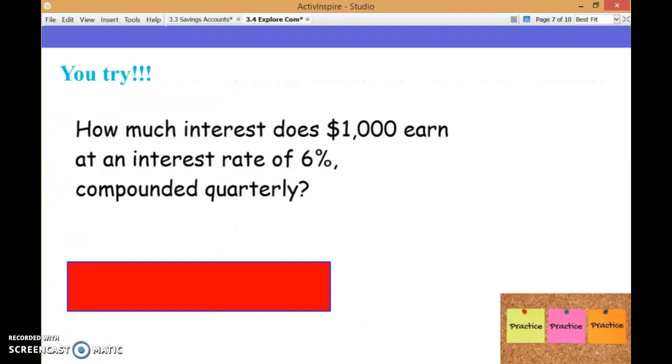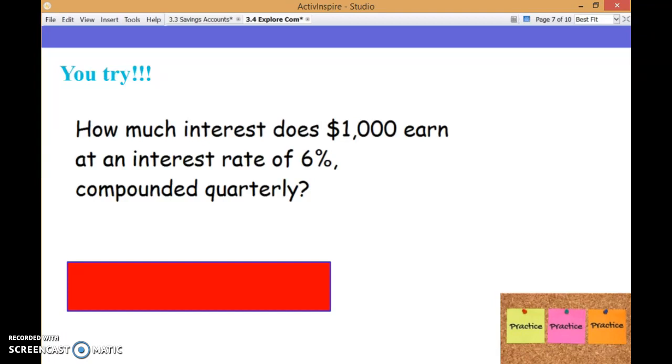So the question says, hopefully you had a chance to try this one. It says, how much interest does $1,000 earn at an interest rate of 6% compounded quarterly? So if it's compounded quarterly, that means 4 times a year. So every 3 months, we're going to compound that money, or we're going to adjust my principal. So let's go ahead and find out how much interest we get.